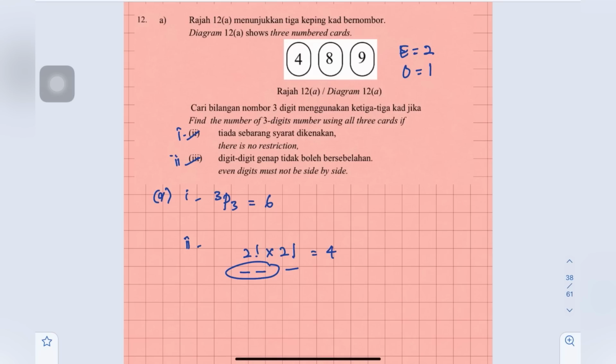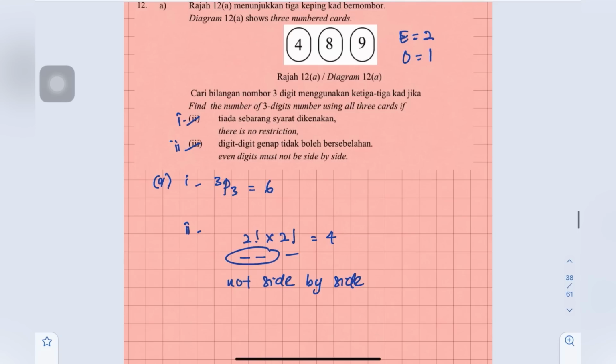But this one is for side by side. So if not side by side, we take all minus the side by side. So all is 3 factorial or 3P3, minus 4, which equals 2.